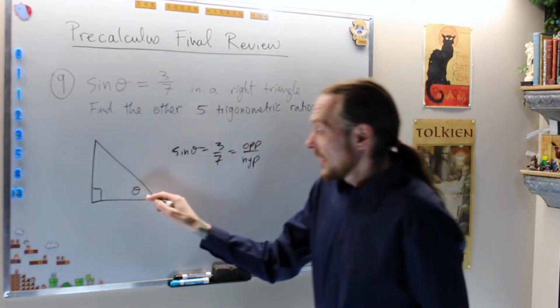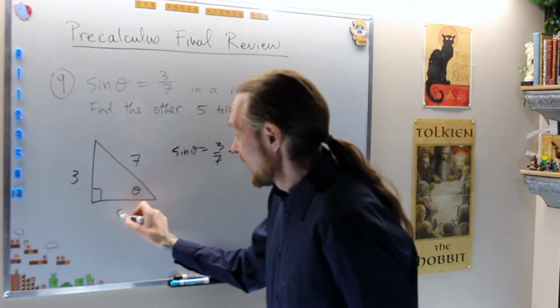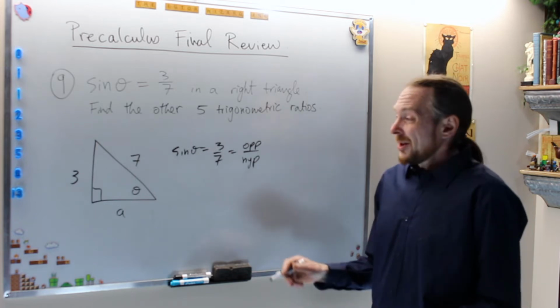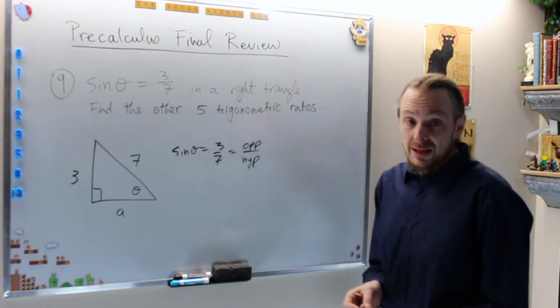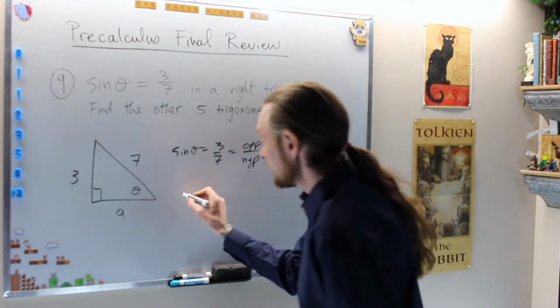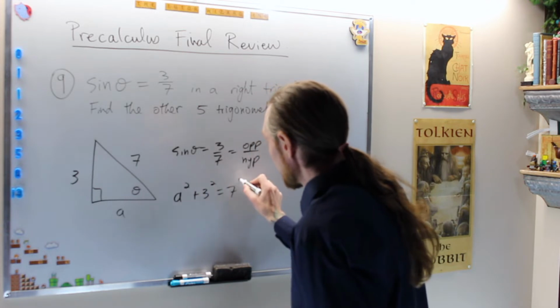So this tells me that if this is my angle, this has to be a 3 and this has to be a 7, and this is our unknown value a. We can always, if given 2 sides in the right triangle, find the third using Pythagoras' theorem, which is what we're going to do right now. This says a squared plus 3 squared equals 7 squared.